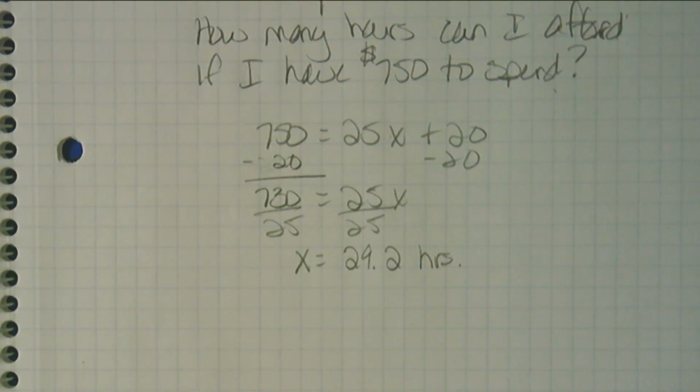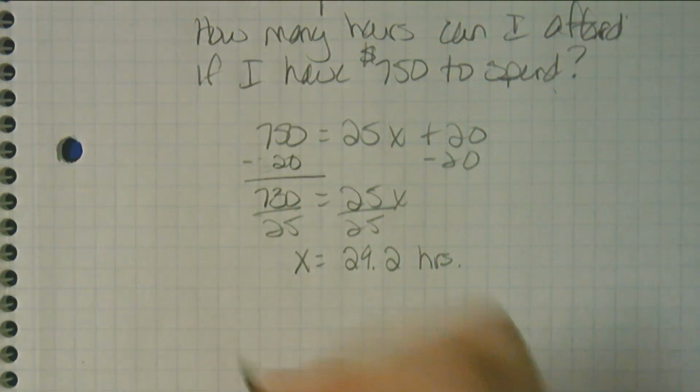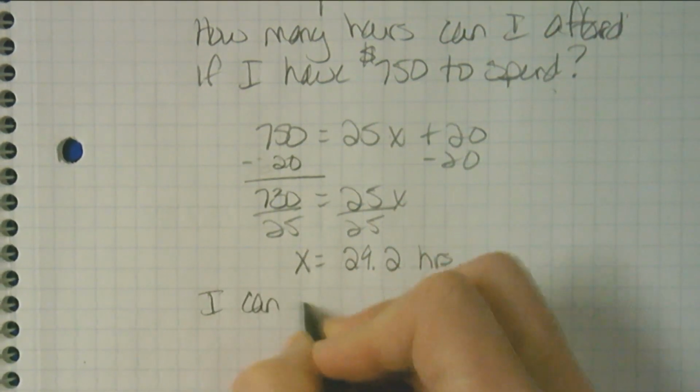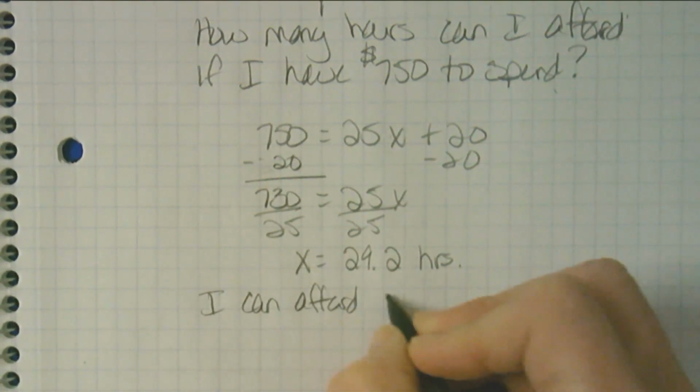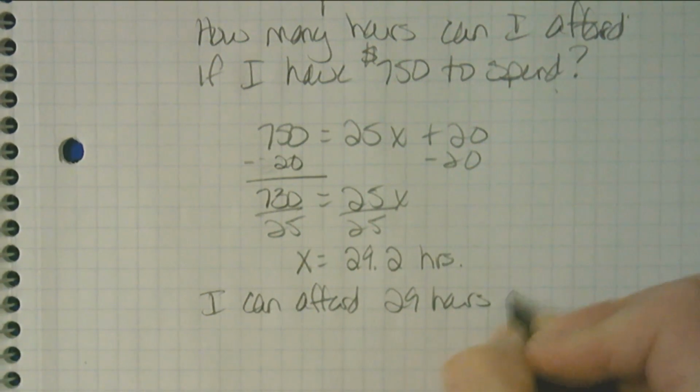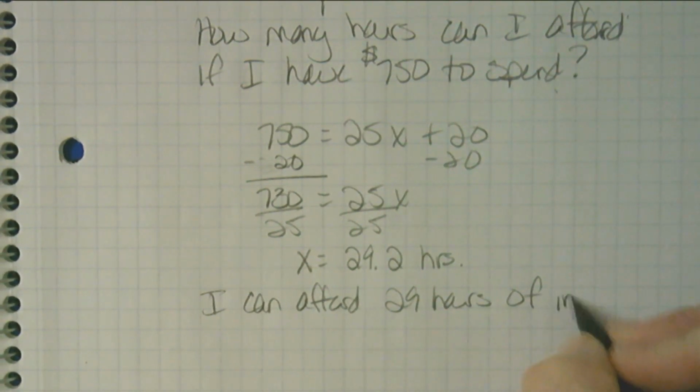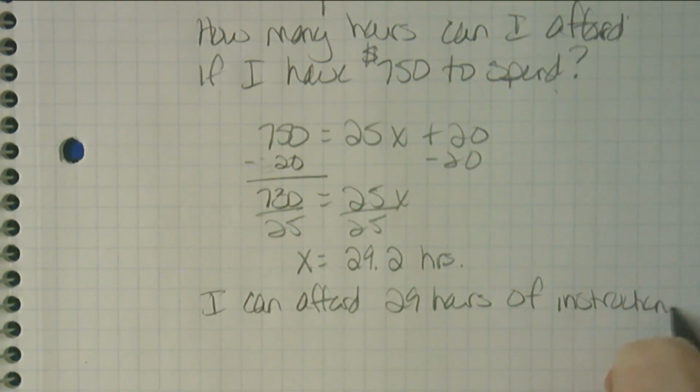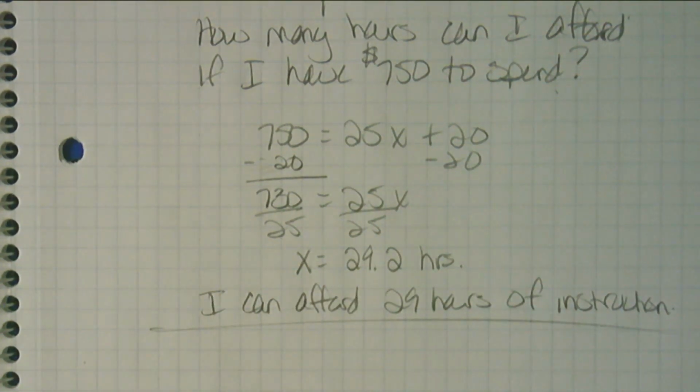Am I going to have money left? If I wrote it as 29 hours, would I have money left? Yeah, there'd probably be some money left, wouldn't I? Because I really can afford more than 29 hours, but can't go over, right? So I would say I can afford 29 hours of instruction. You guys cool with this? Okay, you guys are good to go.